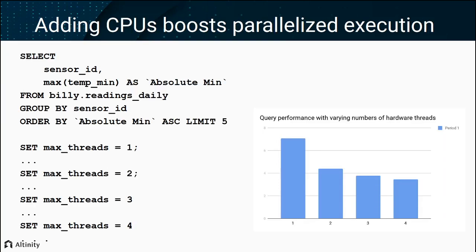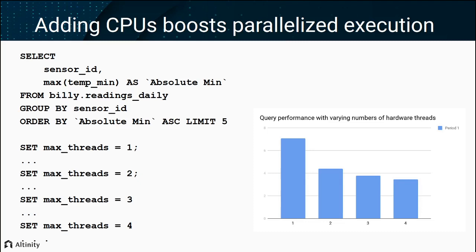ClickHouse also gives you a lot of control over CPUs and in fact uses them quite efficiently. This is a simple example of a query that we're running, and what we're doing is using a property called max threads, which allows us to control the number of CPUs that are used. These are the CPUs that you see in a Linux command like lscpu, so they could actually be hardware threads underneath, and likely are. What we see here is we set the number of threads to 1, 2, 3, 4, and the graph over on the right shows the effect on query performance for this particular query.